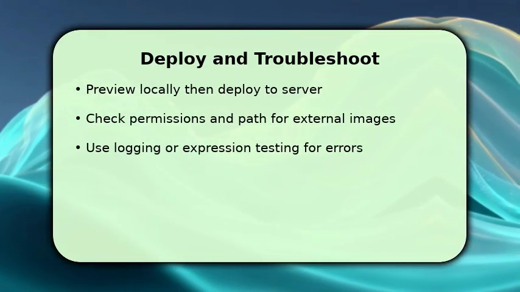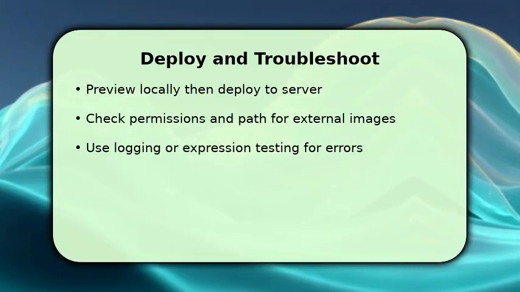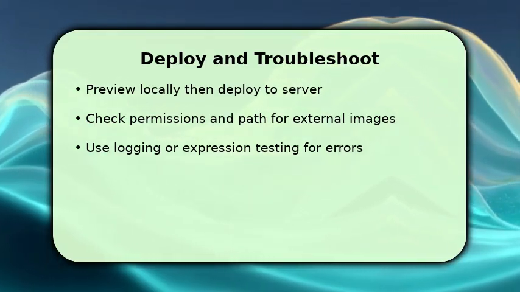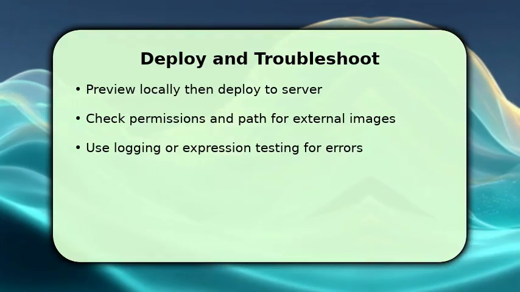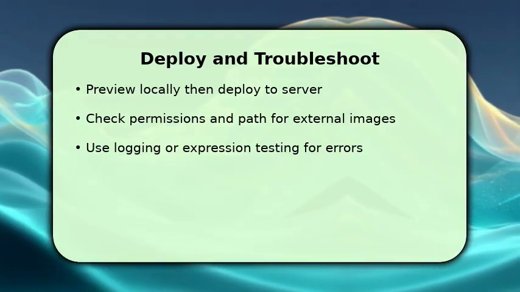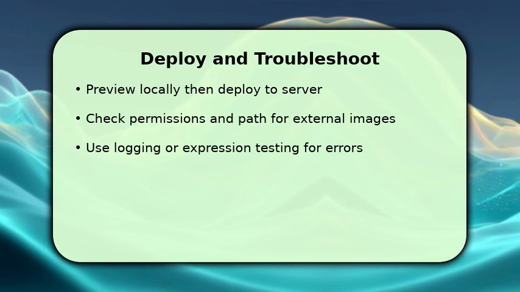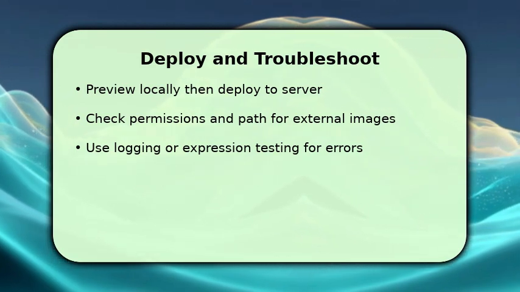If the image fails, inspect the image value expression and server logs and test the URL in a browser. One key troubleshooting tip: if permissions block access, either host the image in a permitted location or embed it.